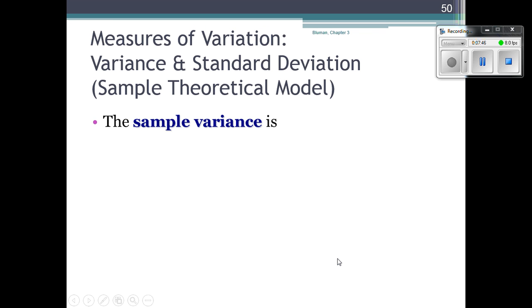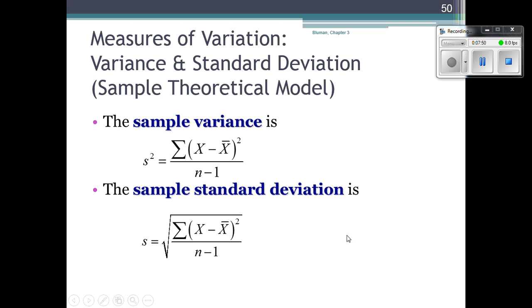Here are the formulas for your sample. Like I said, exact same. Instead of using sigma, they use s squared and s. And instead of mu, we use x bar. Other than that, the same except for n minus 1.